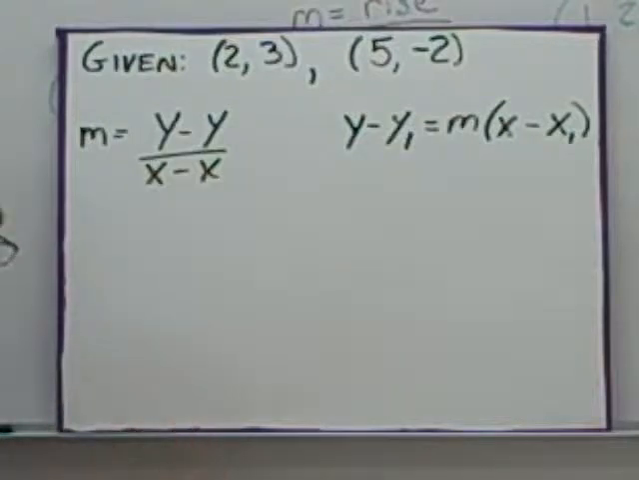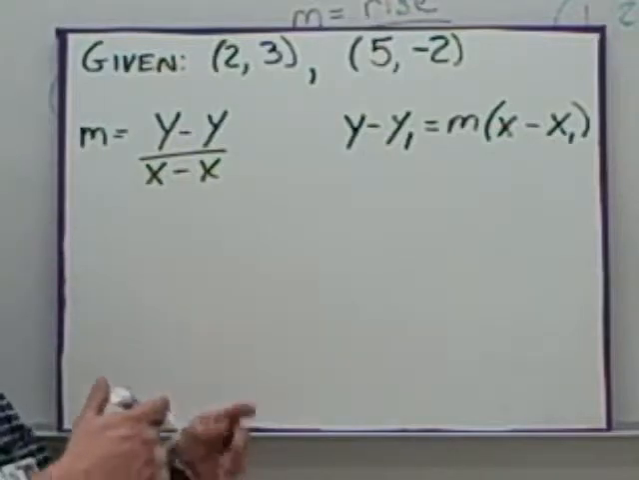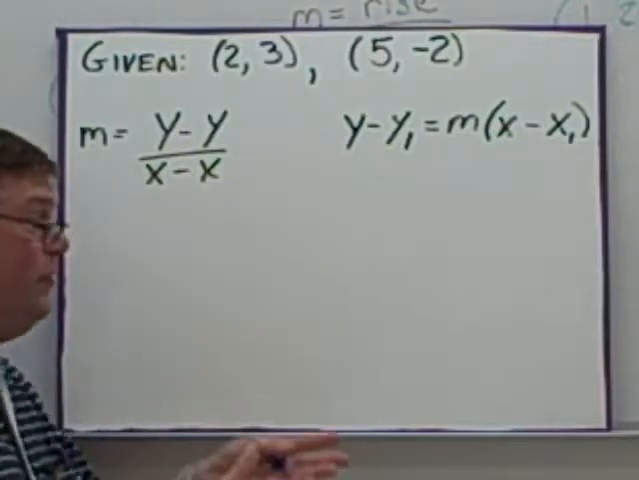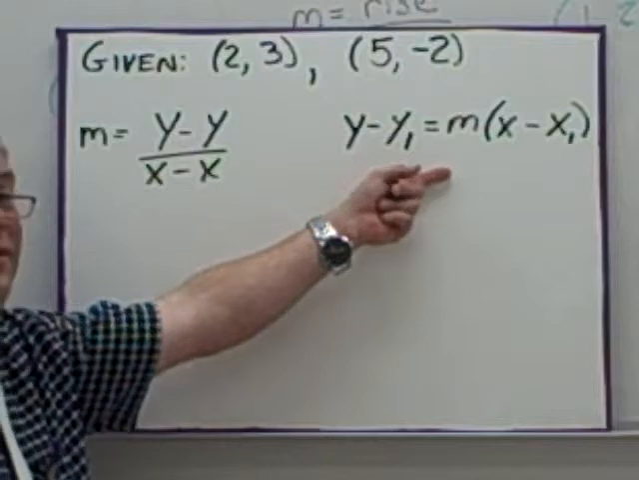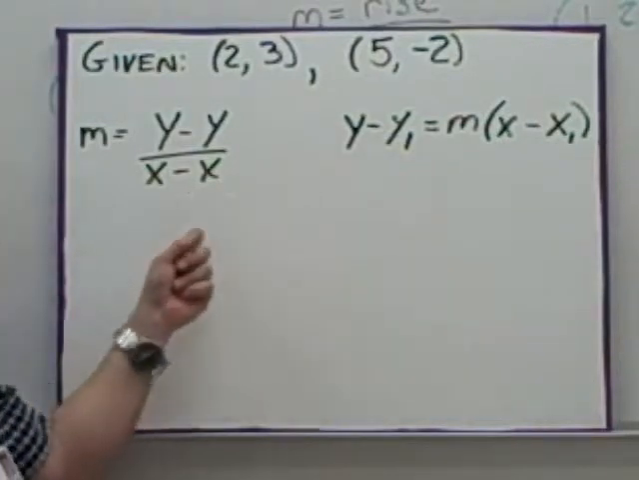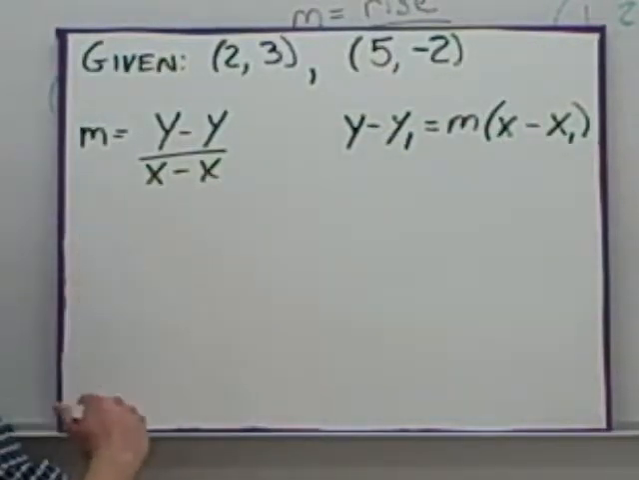Here we're given 2 points. Those 2 points could be given to us in a table which has more than 2 points, but all we really need is 2 points to get the slope. And if we have the slope and we have 1 point, we can use that equation. So first we need the slope, so we use the slope formula.